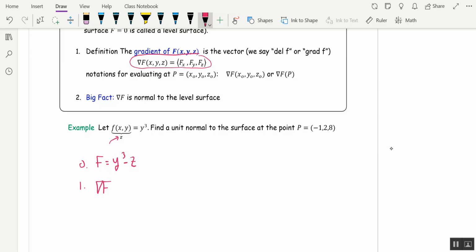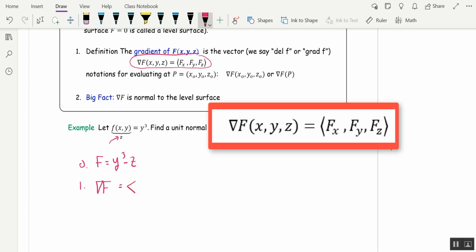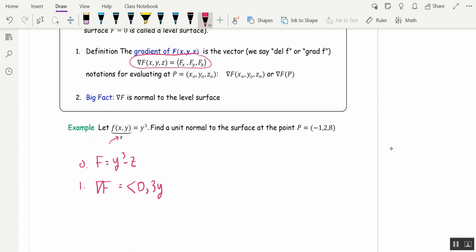Del F, pronounced del, it's an upside down triangle, and we want the partial derivatives. So the partial derivative of big F with respect to x is 0. The partial derivative with respect to y is 3y squared. And the partial with respect to z is -1. All right, now del F at P is this point up here, is 0, 12, -1. That vector is normal to the surface that we were given.